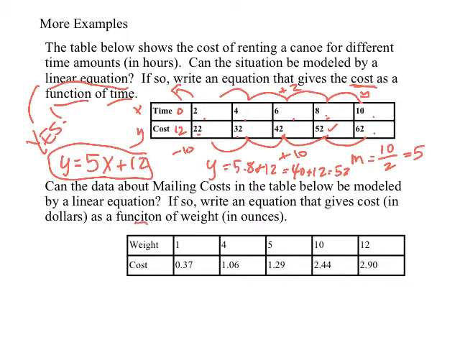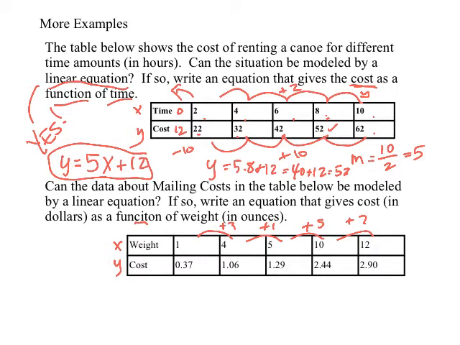Oh, typo again. Yuck, sorry guys. Cost in dollars, so that's my y, as a function of weight. That's my x. All right. So I'm going to do the same thing I did on the first table and see if there's a constant change. And let's see. We go plus 3, plus 1, oh dear, plus 5, plus 2. Well, that's kind of a problem.